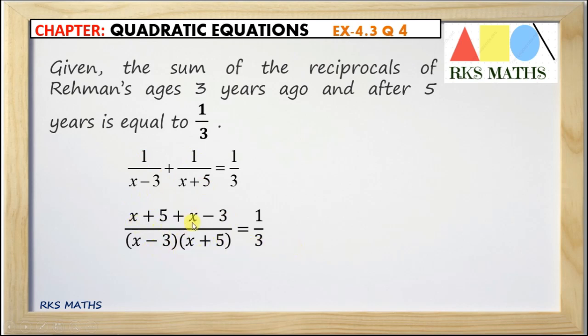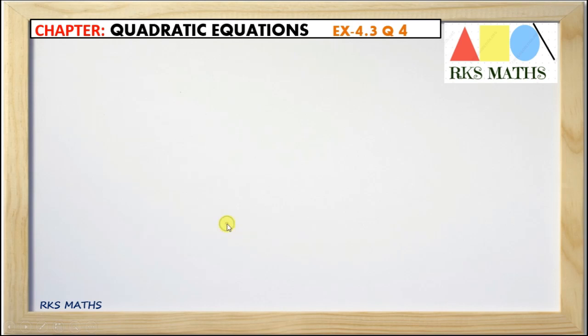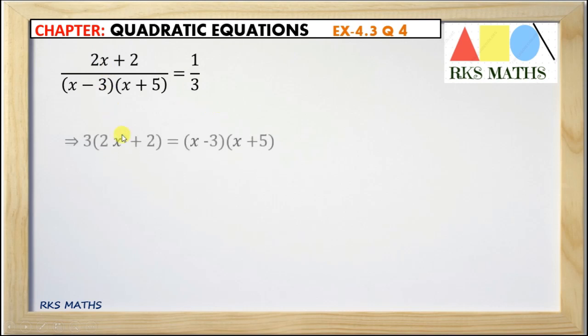Student, x plus x will become 2x and 5 minus 3 will become 2. So in the next step that will become (2x plus 2) upon (x minus 3) into (x plus 5) is equal to 1 upon 3. Student, in the next step we will be cross multiplying it. That gives 3 into (2x plus 2) is equal to (x minus 3) into (x plus 5).